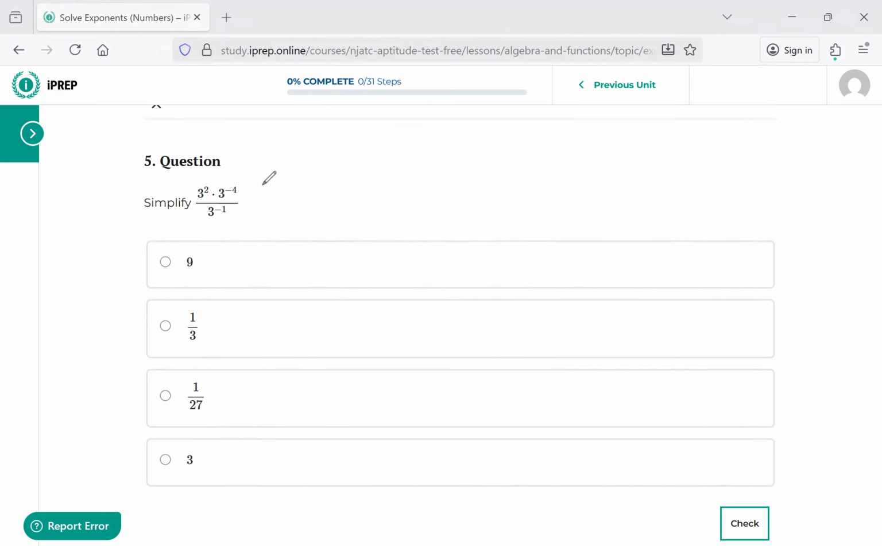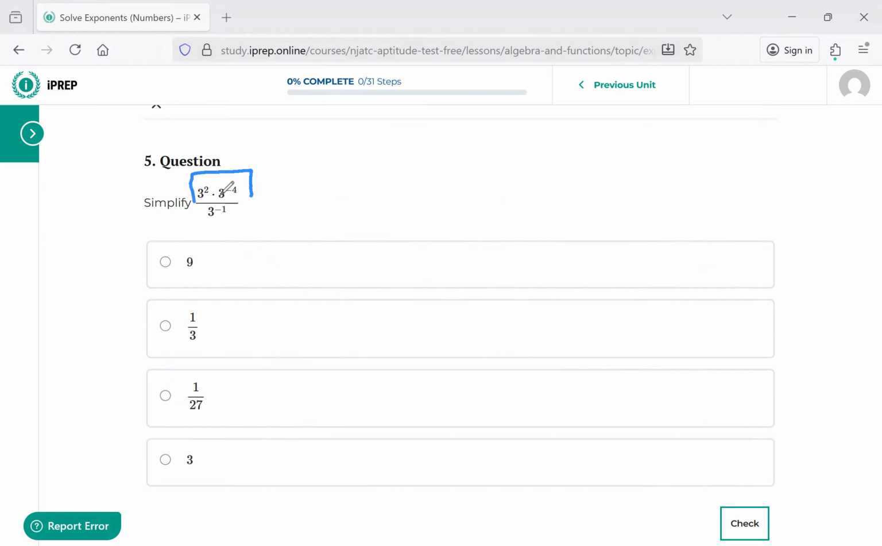Okay, let's move on to this one. We have 3 squared times 3 to the negative 4 over 3 to the negative 1. This is kind of a mess. Do not divide yet. What I would do is simplify the numerator, simplify the denominator if you can, and then you may divide.